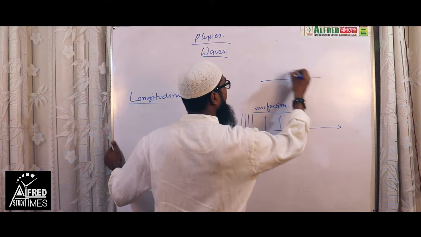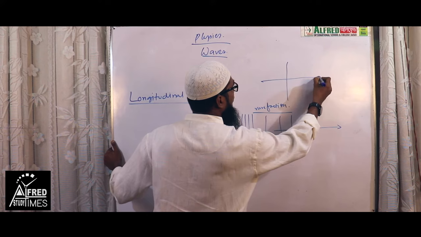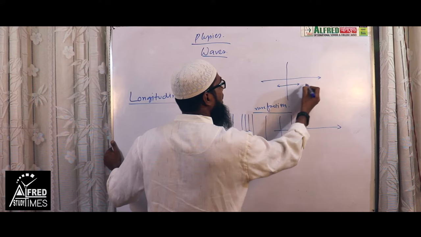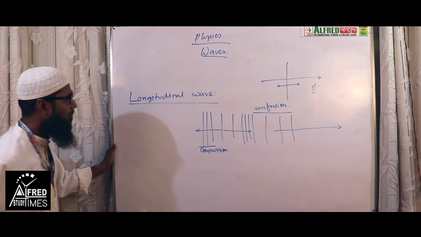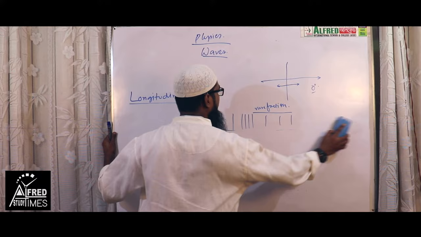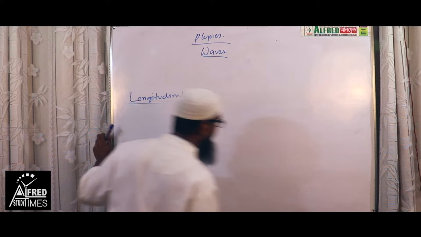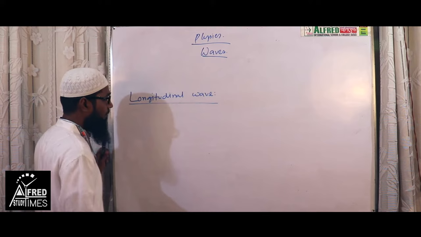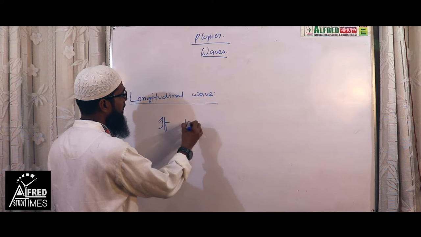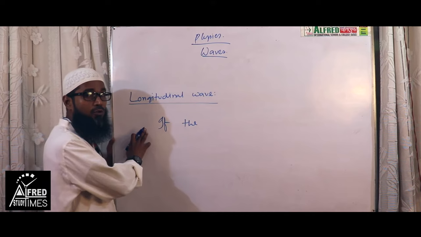Suppose I am drawing the figure here. This is the direction of wave propagation and this is the direction of particle vibration. And the angle between them is 0 degrees. From this diagram, we can come to a decision. This is the definition of longitudinal wave. Before making you understand, I show you the diagram to make it easier.